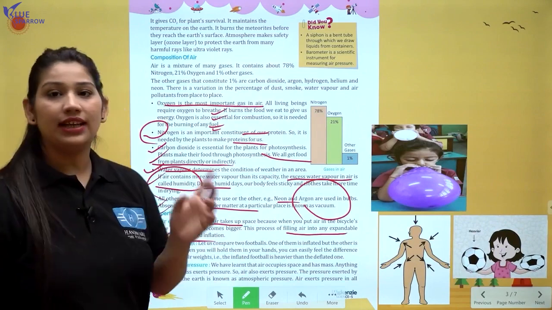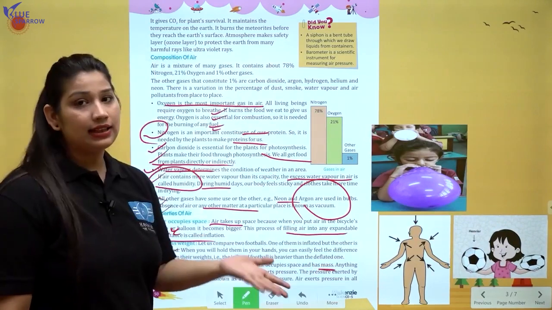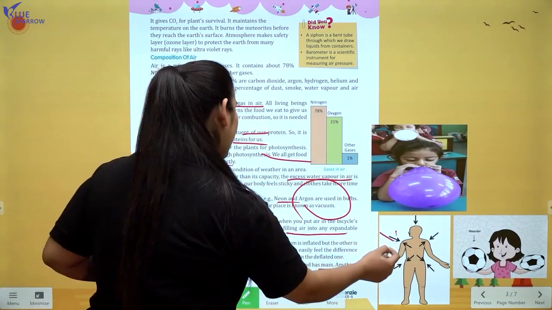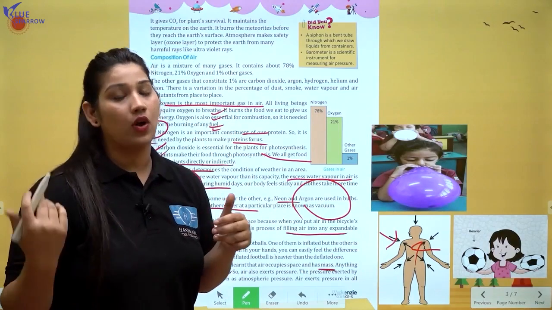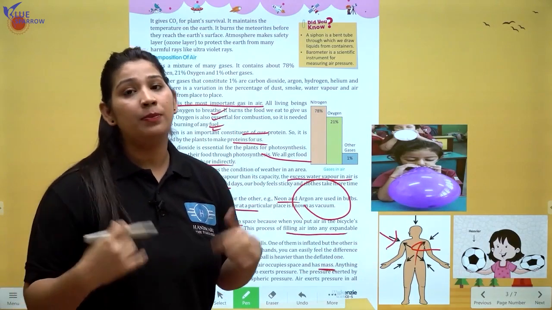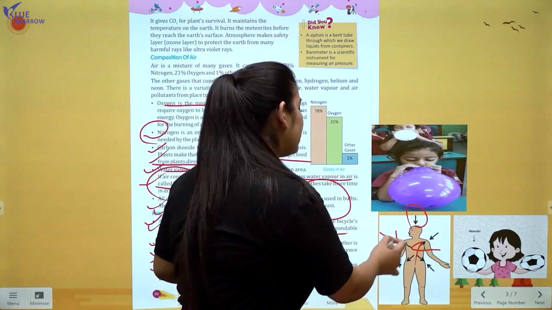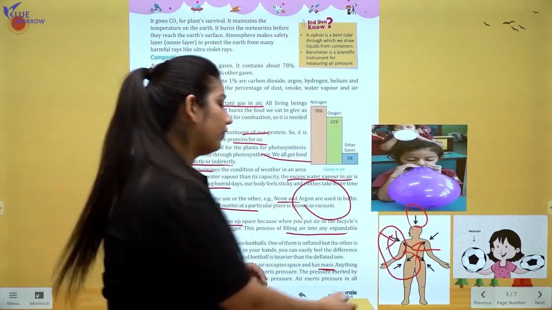Next comes up air exerts pressure. We have learned that air occupies space and has mass. Anything that has mass exerts pressure. So air also exerts pressure. On our body as well, air is constantly exerting pressure. But we cannot feel this because pressure is from all sides of the body.